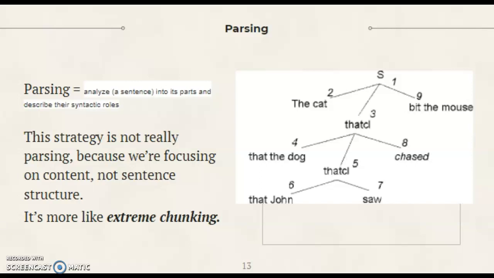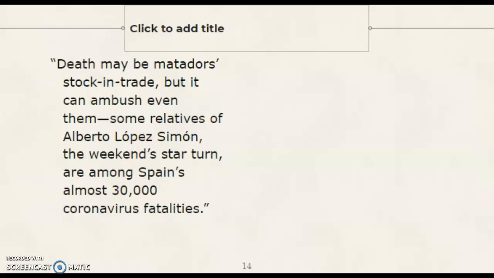So we're going to walk through an example together, a longer sentence from the bullfighting article. Death may be the matador's stock in trade, but it can ambush even them. Some relatives of Alberto Lopez Simon, the weekend star turn, are among Spain's almost 30,000 coronavirus fatalities.